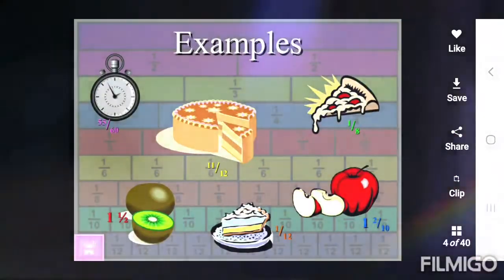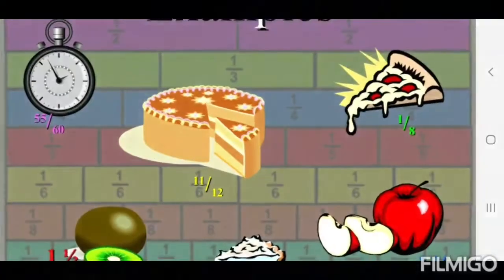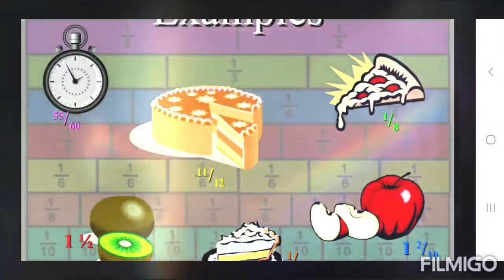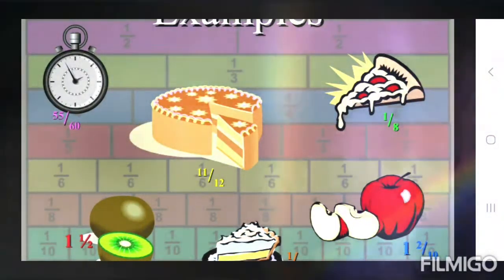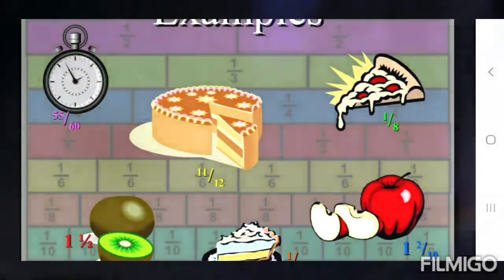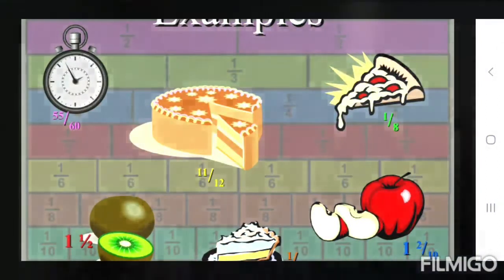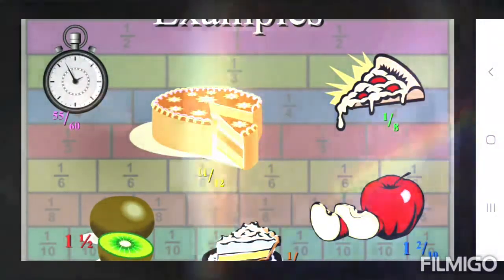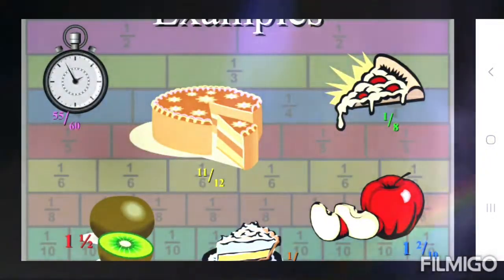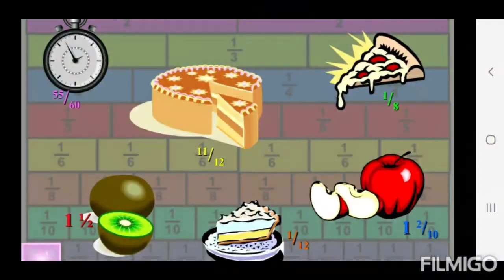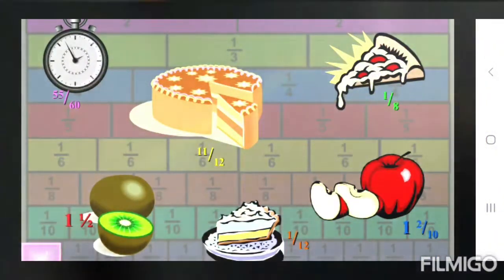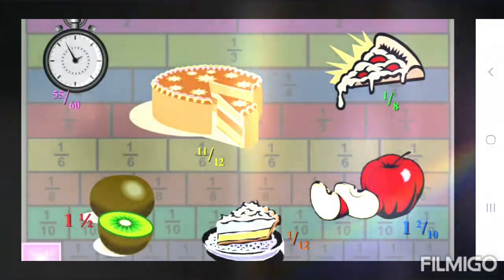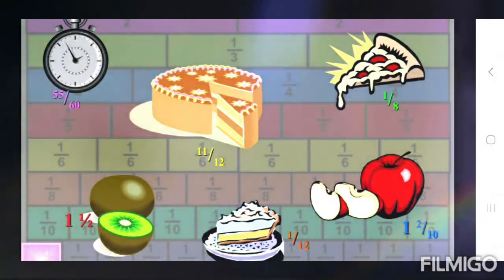Now, what are the examples? Just look here, look at the clock. Here we have just discussed times. We know that 1 hour has 60 minutes and here the minute hand is at 55, so we can also write the time as 55 upon 60. Isn't it interesting? Then here, look at the kiwi. This is one whole and then half of it. So we can write it as 1 whole and half, 1 and half.